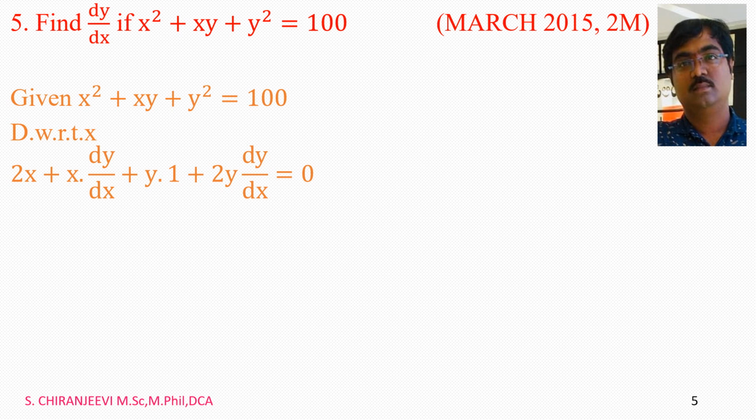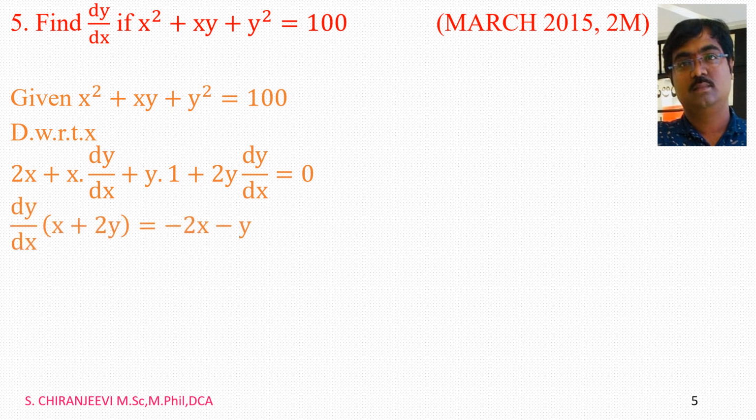Plus y square differentiation is 2y into dy by dx. Y square differentiation is 2y into dy by dx equal to differentiation of a constant is 0. Now once again I'll revise this. Differentiation of x square is 2x plus we have product rule x into y. So x into differentiation of y is dy by dx plus y into differentiation of x is 1 plus differentiation of y square is 2y into dy by dx equal to differentiation of a constant is 0.